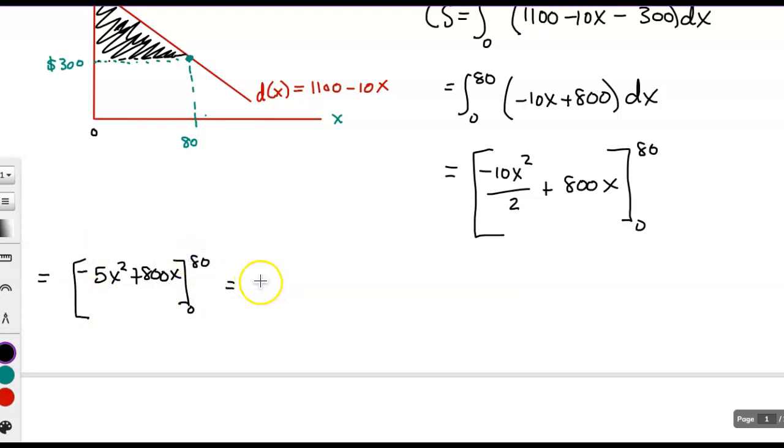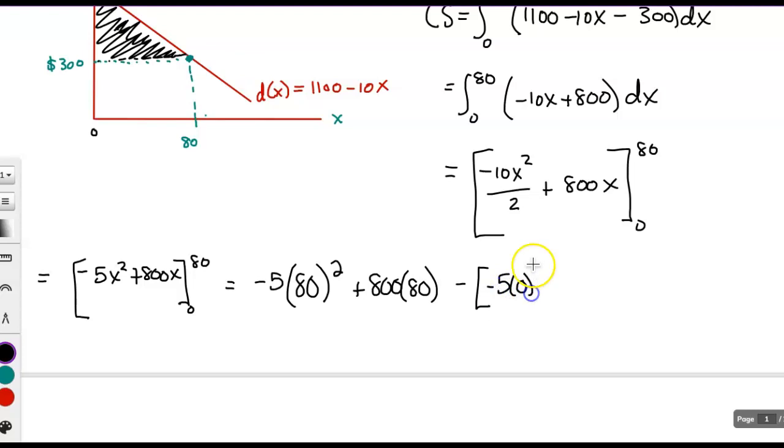So if we do negative 5 times 80 squared, plus 800 times 80, and then minus, we would plug in 0, which is going to give us 0, but I just want to write it out so you have some idea of what I'm doing here. So I just did upper minus lower. If you go ahead and do the math here, you end up with a consumer surplus of $32,000.